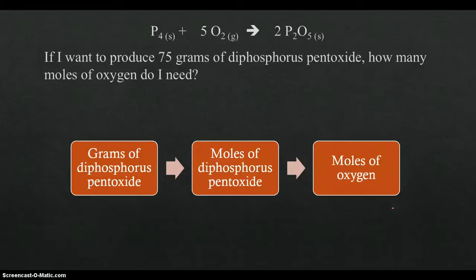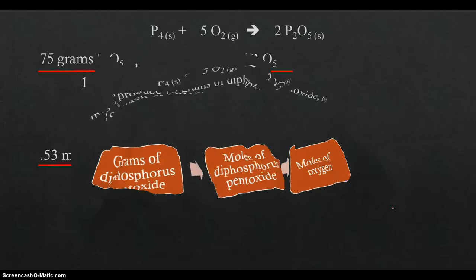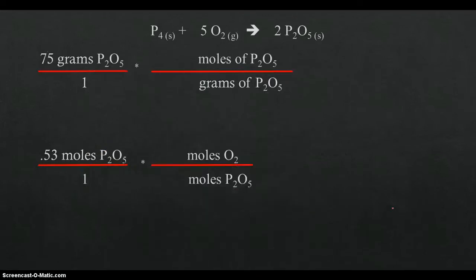So you can see here we have a little chart. I'm going to go from grams to moles of diphosphorus pentoxide, and then from there to moles of oxygen. So let's look at how we do that and how we set that up. All right, here's our equation and our conversion. So we set up a fraction, because remember, whenever we convert, we multiply by a fraction.